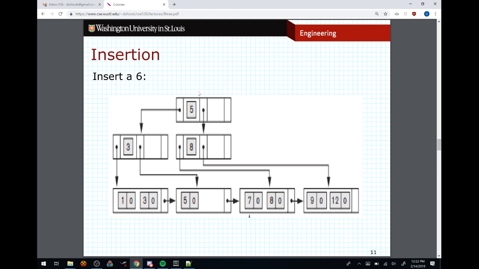I already have the 6. If I'm doing non-unique values, that actually changes the leaf node structure quite a bit. How would that change the leaf node structure? Would I see 6 show up multiple times down here? That doesn't seem good to me. That would make searching difficult.